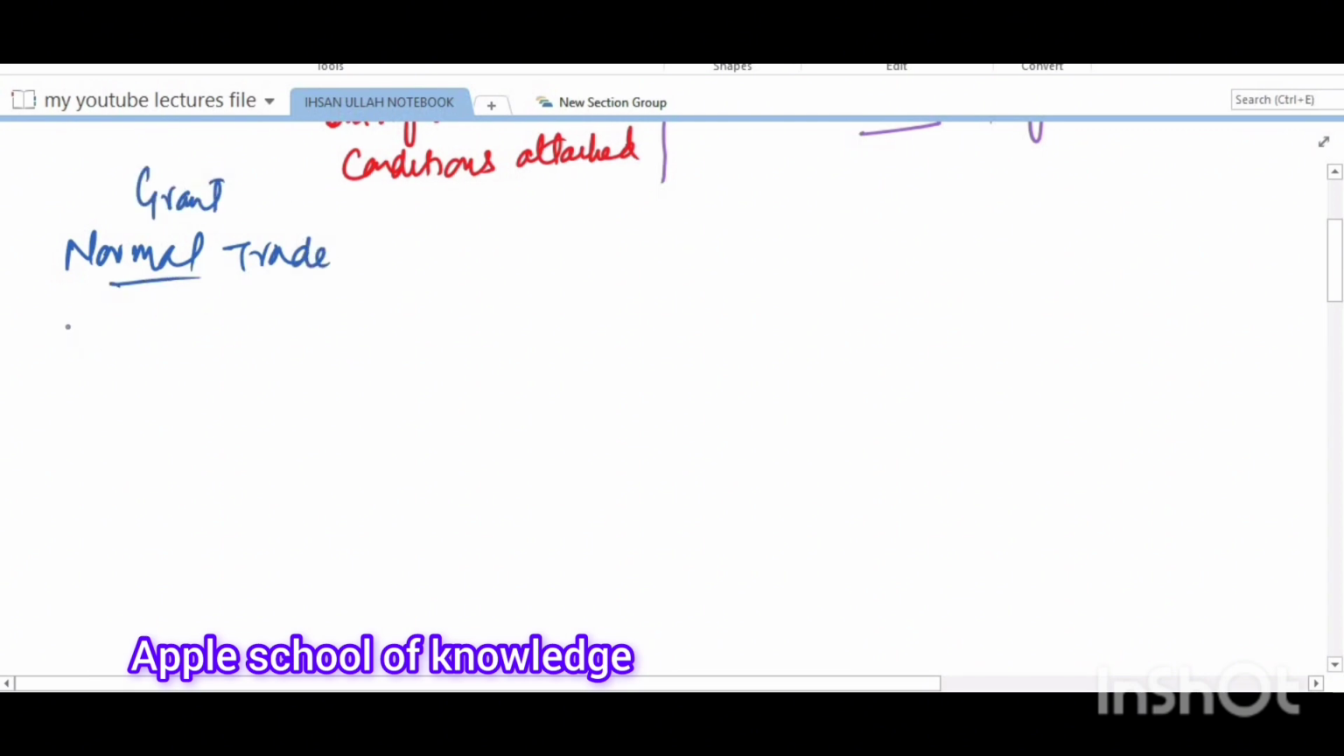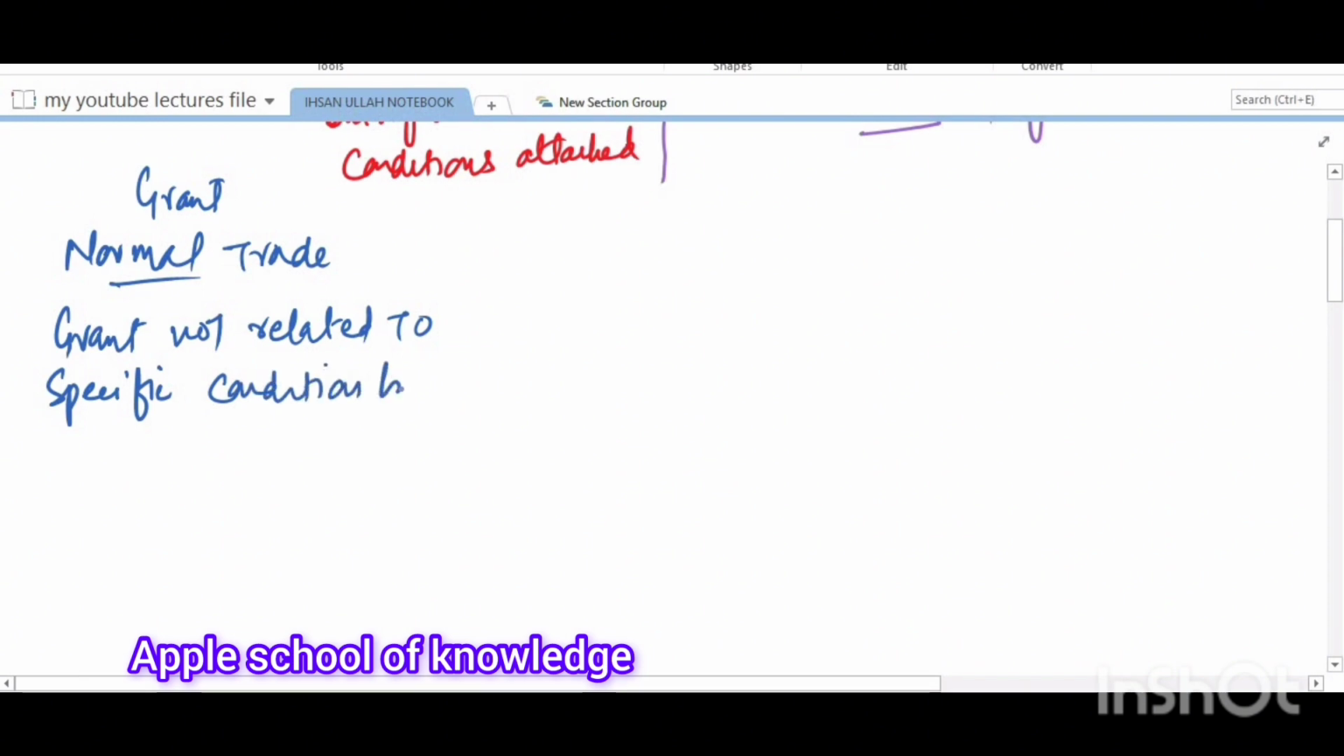It means that a grant not related to a specific condition, but part of regular, as the name indicates, normal, regular business operation, that sort of grant will not be included as a government grant. Clear? Now if I give an example, let me write here.